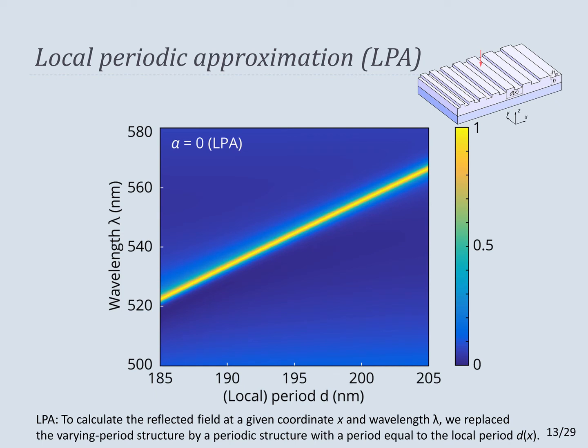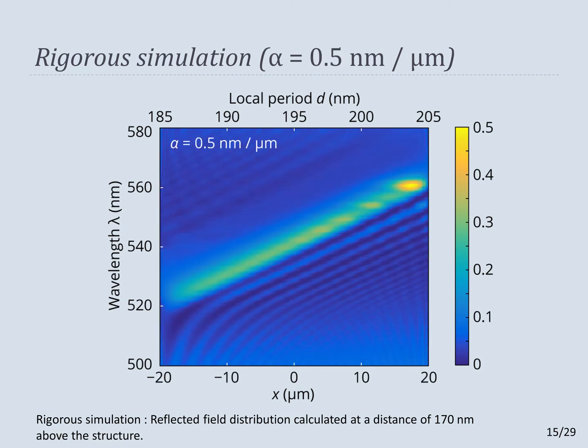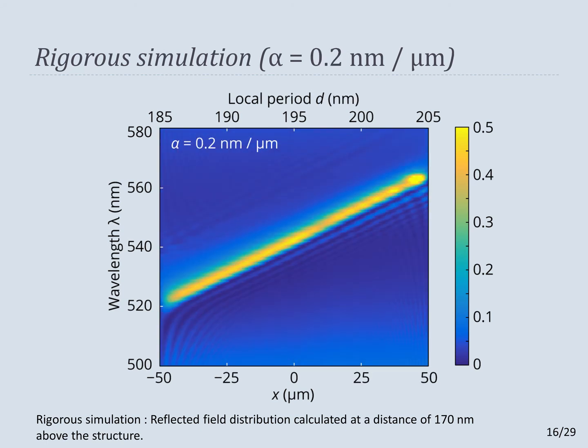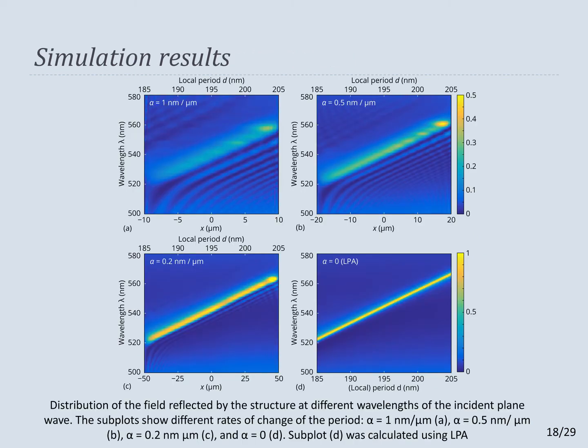Let me show the field distribution, which was calculated rigorously using the RCWA within the supercell approach. As we can see from the slide, the resonant reflection peak is much broader now. Moreover, we see the secondary fringes that appear below the main peak. This plot was calculated when the period changes at a rate of 1 nanometer per micron. If we decrease this period change rate, the reflection peak will become sharper and sharper. If we further decrease the period change rate alpha, the reflected field distribution will converge to that predicted by the local periodic approximation. And on this slide, all the four previous plots are shown together.